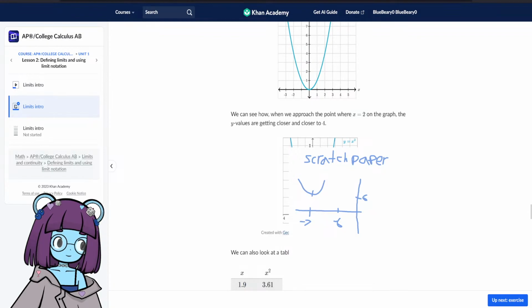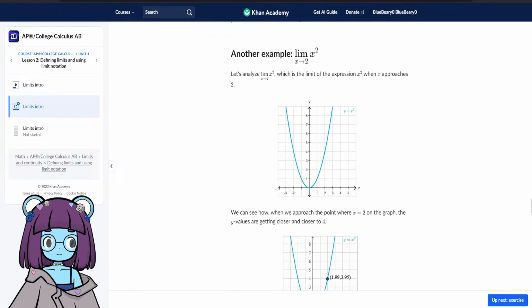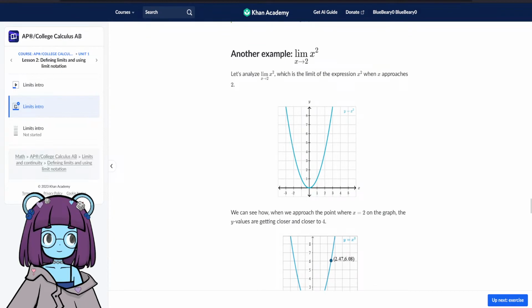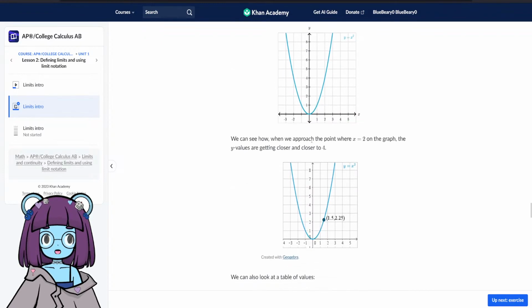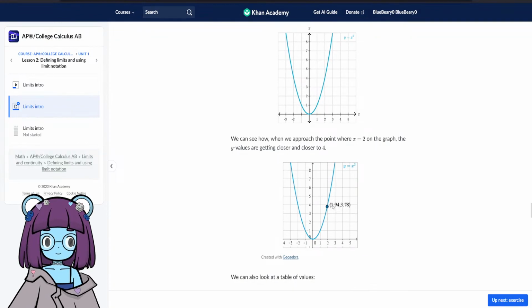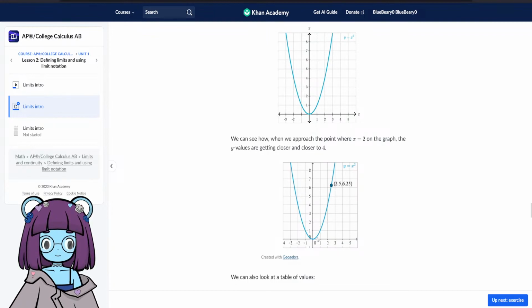I have my scratch paper up. I need to get used to this. I'll show the graphs again. So this is the function, the limit of the expression, and we analyze this, and then we need to see the point where x equals 2 on the graph. So x equals 2 is here, and it approaches 4 from both sides. Like this side, then we'll go like this side.